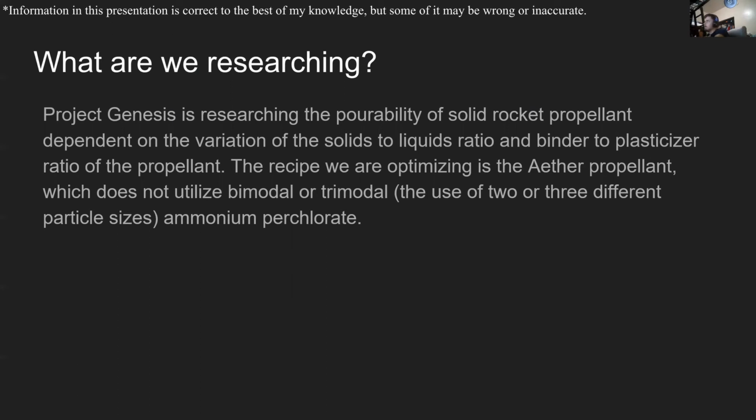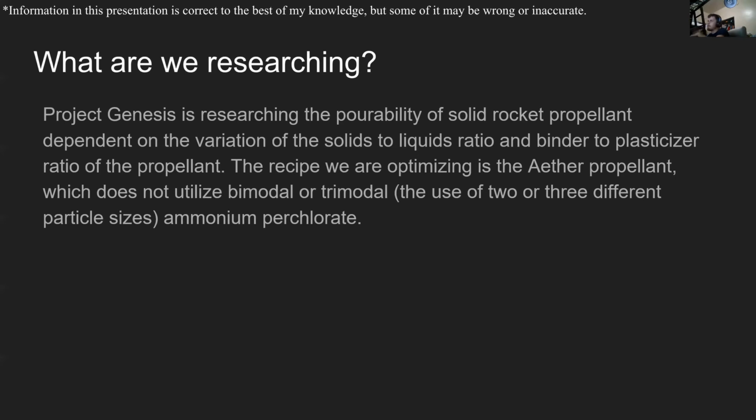So what we plan on doing is creating our Aether recipe, and we're trying to optimize it to have the most amount of solids possible and the most amount of binder possible, because those increase the ISP of the motor. So we're aiming to get as much of that in the motor while still keeping the motor pourable. And that's what we're experimenting with right now, changing that solids to liquids content and that binder to plasticizer content in the propellant, mixing it and seeing: does it pour into the grains, does it cast into the grains, is it going to pack into the grains, things like that. So how do the changes in that affect the mixing process, and how does that affect the pourability of the propellant coming out of there?